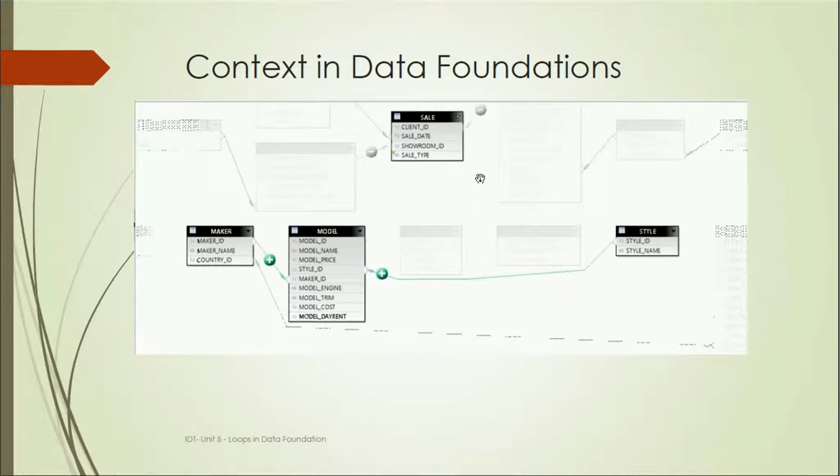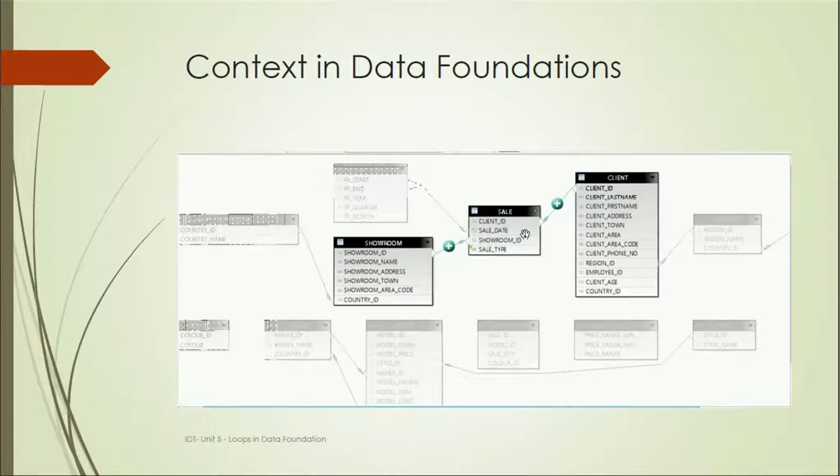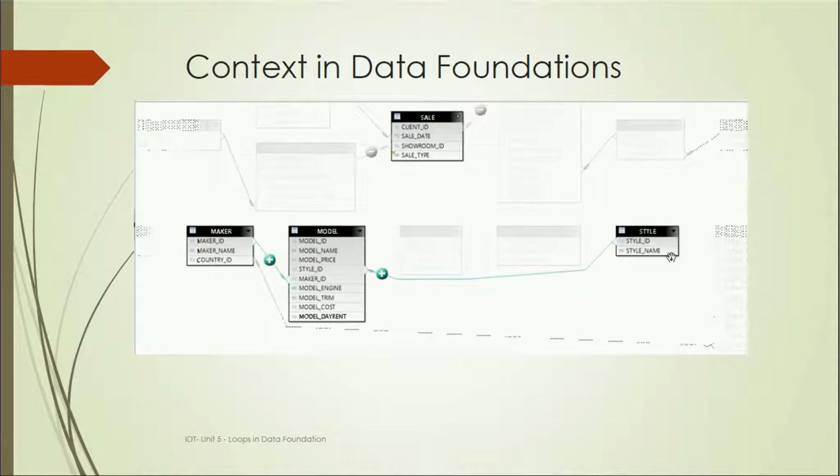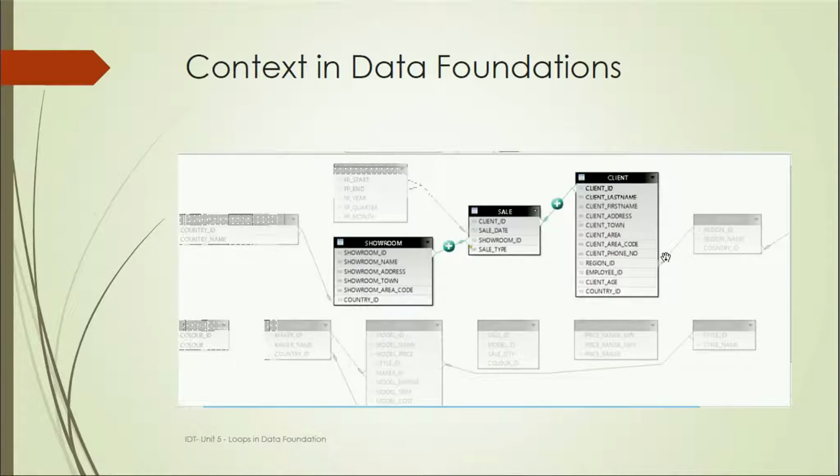Let's understand how it works. In this context, the lines with the plus icon highlighted in green are one context, and whatever is disabled is in another context. You can say this is another context, showroom, sale, client, and this is maker, model, style. So these are the two contexts we can have in the data foundation. This way it will not form a loop, and it will ultimately break the loop by defining a different join path for the query.